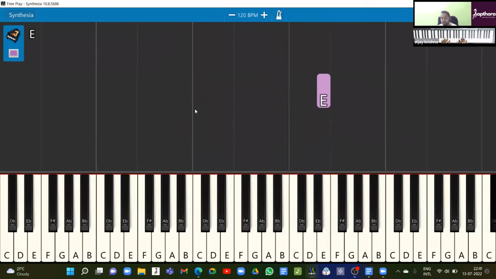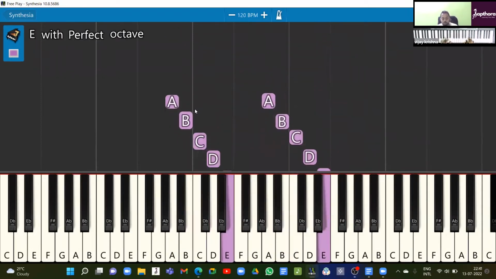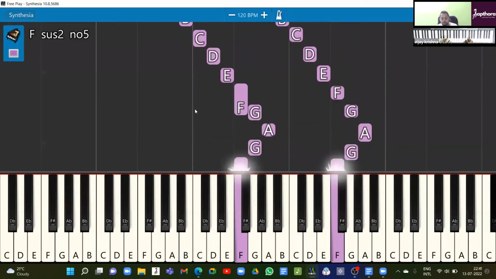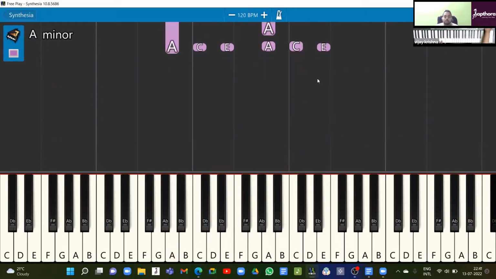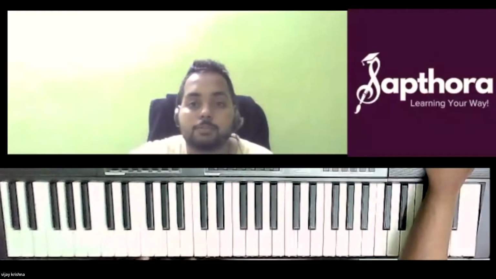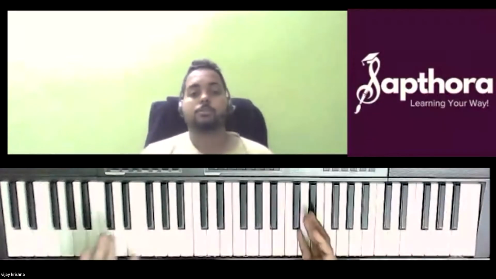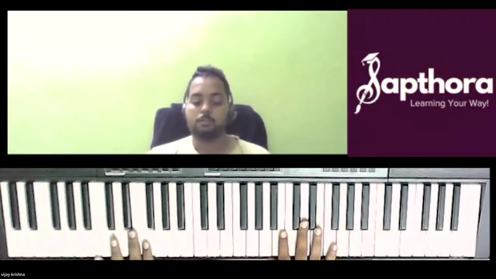So I'm going to play one more time. So this is the A minor scale, the first topic for today. And here I'm going to show you on the real keyboard how it looks.